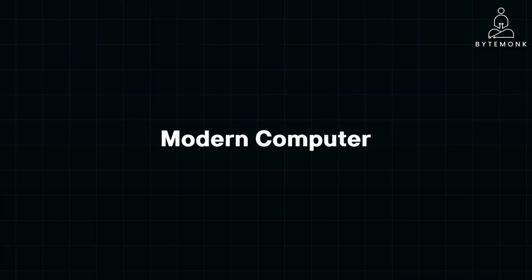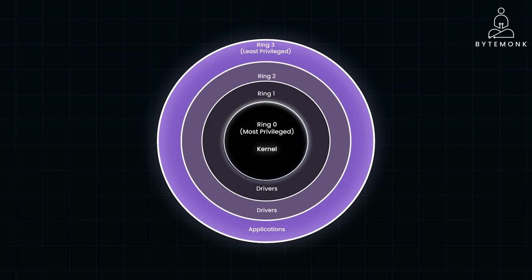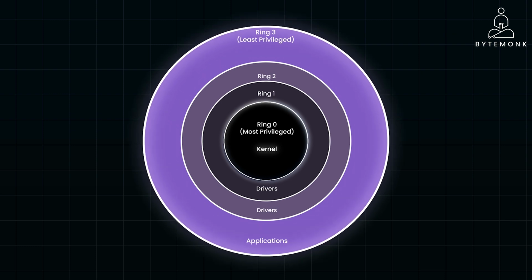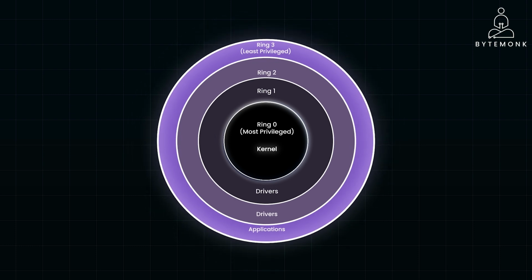Modern computer CPUs have a security architecture called protection rings. These rings create a layer of privilege and access within the system. Ring 3, the user mode, is the outermost ring. This is where most applications run. They have limited access to hardware and rely on the operating system to perform privileged tasks. Ring 1 and 2, because of their limited benefit, are typically not used in common operating systems like Windows, macOS, or Linux, so we won't be talking about them.